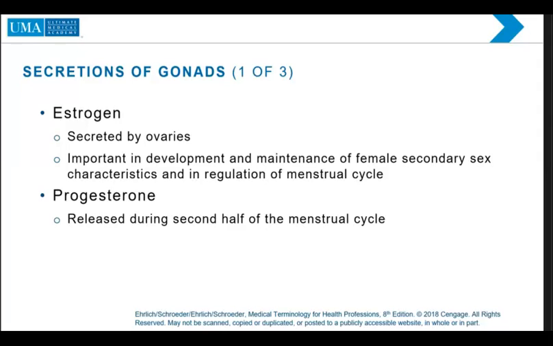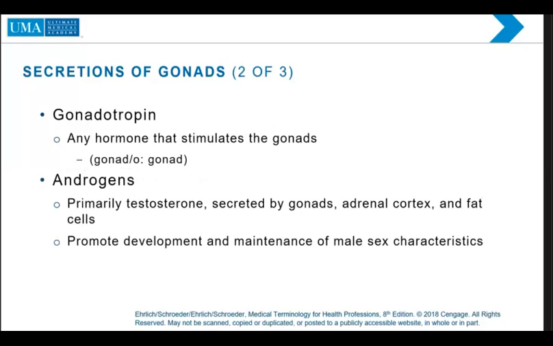Secretions of the gonads: you have estrogen. This is secreted by your ovaries. It's important in development and maintenance of female secondary sex characteristics and in regulation of your menstrual cycle. Progesterone is released during the second half of the menstrual cycle. Gonadotropin is any hormone that stimulates the gonads.